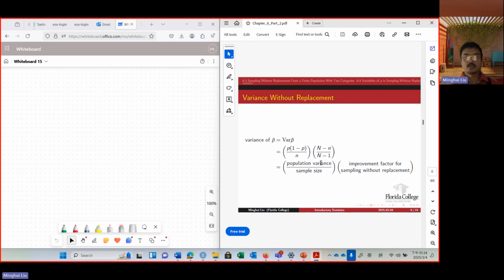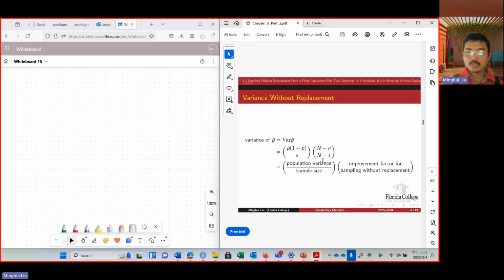It's written like this. It is a product of 2 terms. One is p times 1 minus p over n, times another factor, big N minus small n over big N minus 1. Of course, we need to explain what each of those things means. The small p is the true population proportion of whatever property we're discussing. For example, if we are talking about voters, p would be the true proportion of voters. The small n is the sample size. The big N is the population size. So once you know the true proportion, the sample size, and the population size, you can calculate the variance.